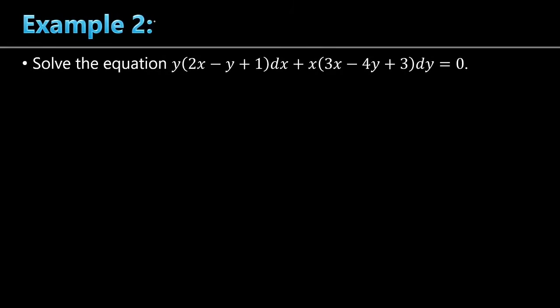Solve the equation y times 2x minus y plus 1 dx plus x times 3x minus 4y plus 3 dy equals 0. Ano ang unang step? Kunin ang mga partial derivatives. So, my, partial derivative niya with respect to y, 2x. Partial derivative ng negative y squared with respect to y, so negative 2y. And then partial derivative ng 1 with respect to y, ng 1. So plus 1 na lang siya.